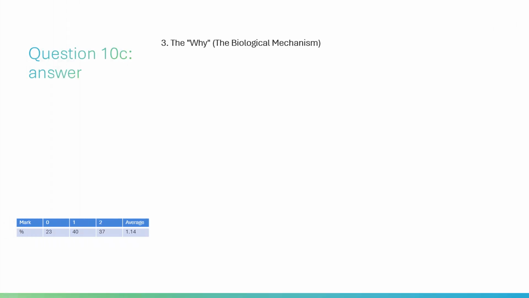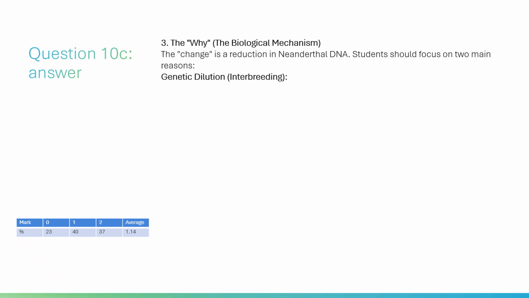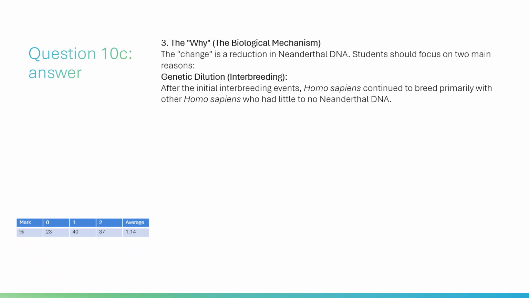3. The biological mechanism. The change is a reduction in Neanderthal DNA. Students should focus on two main reasons. Genetic dilution, interbreeding. After the initial interbreeding events, Homo sapiens continued to breed primarily with other Homo sapiens who had little to no Neanderthal DNA. Over time, the Neanderthal signal was diluted in the larger gene pool.